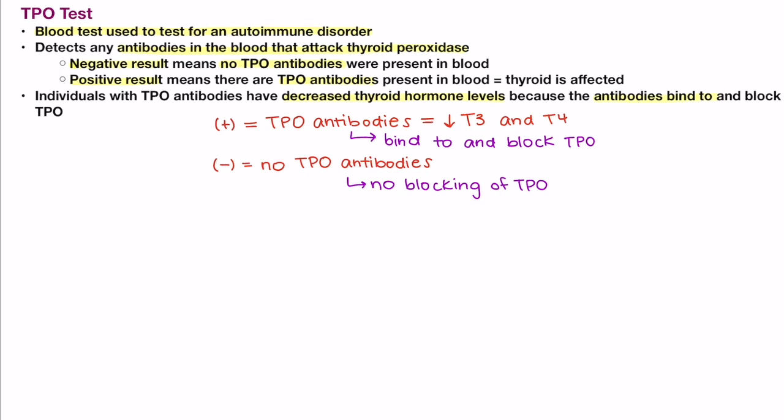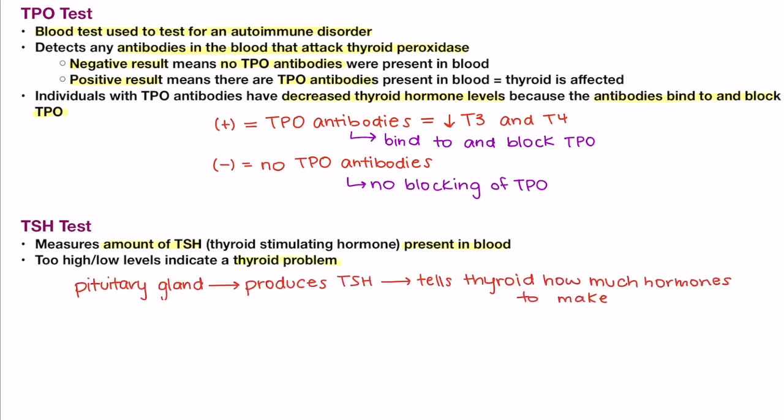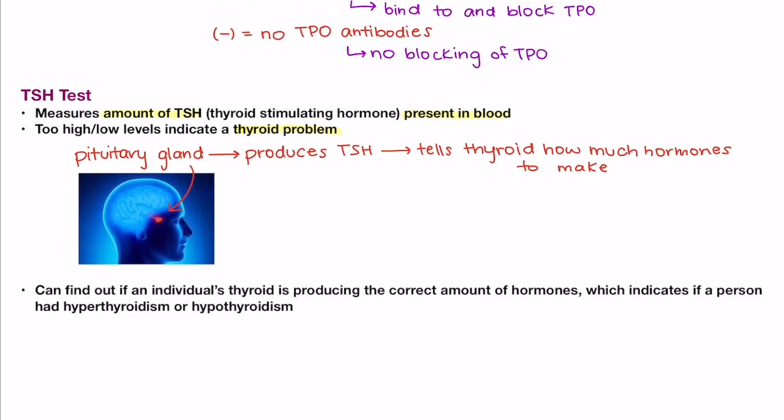The TSH test measures the amount of TSH present in the blood. TSH stands for thyroid stimulating hormone. Too high or too low levels of TSH can indicate a thyroid problem. The thyroid is controlled by the pituitary gland, which produces TSH. TSH tells the thyroid how much thyroid hormone needs to be produced. The TSH test can be used to find out if an individual's thyroid is producing the correct amount of hormones, which indicates if a person has hyperthyroidism or hypothyroidism.